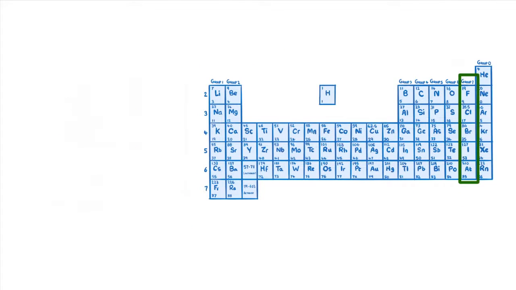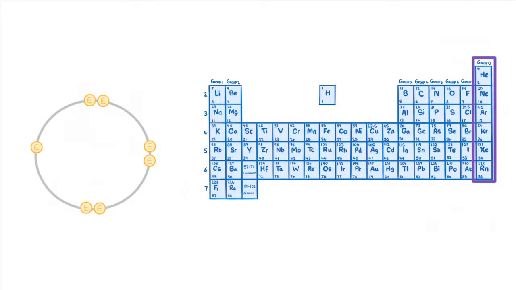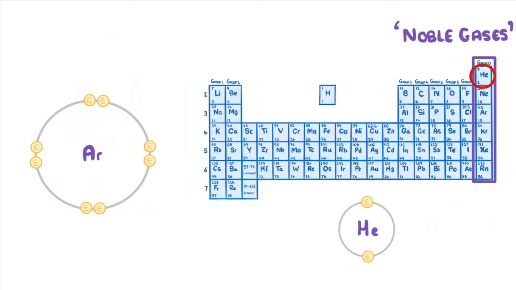Group 7 elements, meanwhile, which we call halogens, all have 7 electrons in their outer shell, although these elements become less reactive as you go down the group. As we said before, group 0 is a bit different. These elements are called the noble gases, and they all have full outer shells. So argon, which has 3 shells, has 8 out of 8 in its outer shell, while helium, which only has 1 shell, has 2 out of 2. Because if you remember, the first shell can only hold up to 2 electrons. Because they don't need to gain or lose any electrons, the noble gases are all very unreactive.